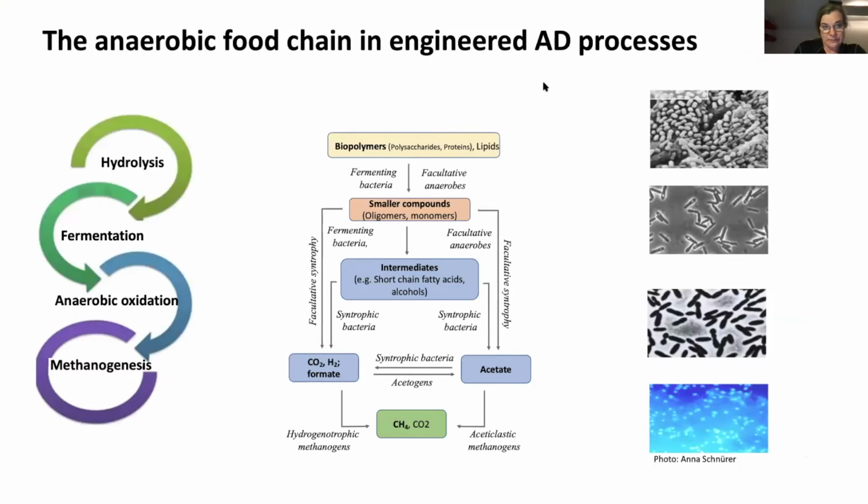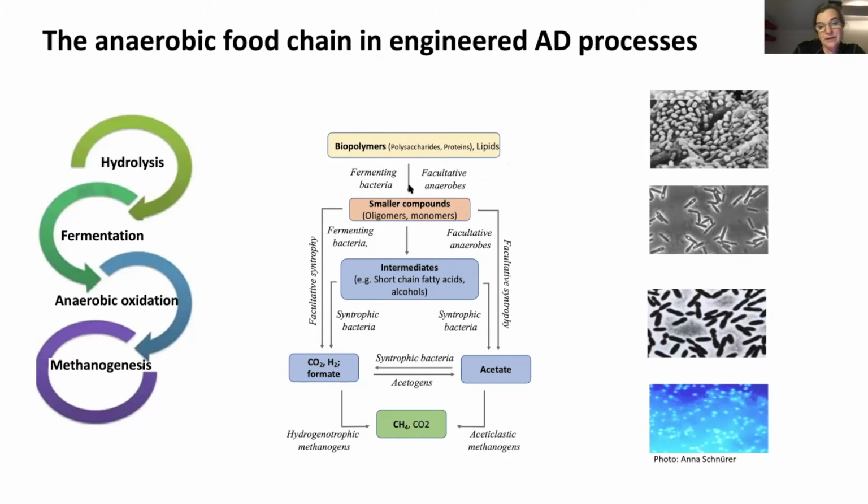Here's the anaerobic food chain in an engineered AD process, how it looks. We have 4 steps altogether. They are called hydrolysis, fermentation, anaerobic oxidation, and methanogenesis. The hydrolysis happens at first. Here you degrade biopolymers like polysaccharides and proteins to smaller compounds, to oligomers and monomers.